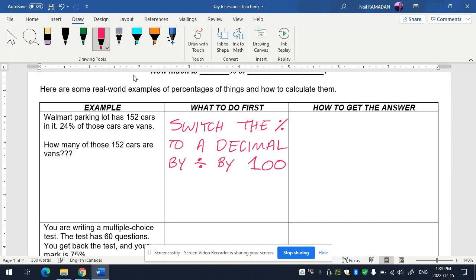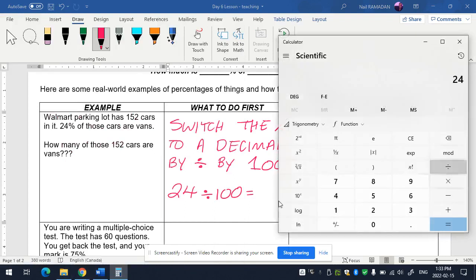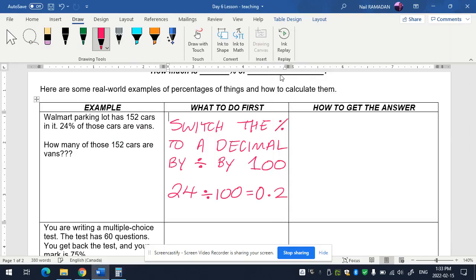Okay, let's do that. 24 divided by 100 equals, I don't know if anyone wants to guess that. Yes, exactly. You just move the decimal point that you don't see twice backwards. Divide by 100. There we go. 0.24. Okay, so that's always the first step. Convert or switch the percentage to a decimal. Go ahead, write that down.